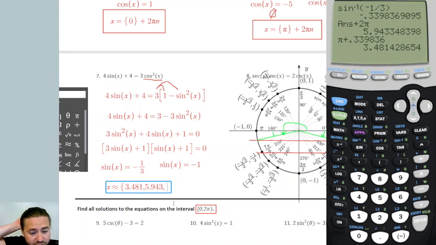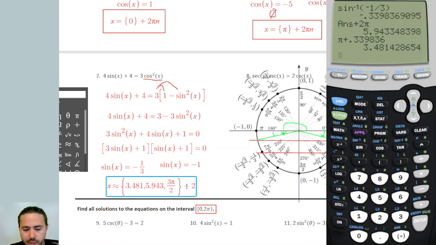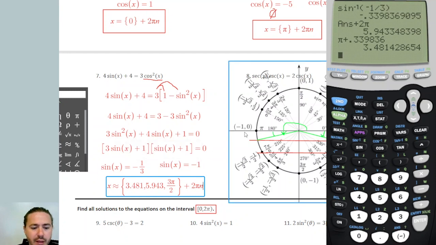Now, where sine is negative 1, that's going to be 3 pi over 2. So we can actually say that one exactly. 3 pi over 2, and so we've got plus 2 pi n for all the rest of them. All right, good, very good.